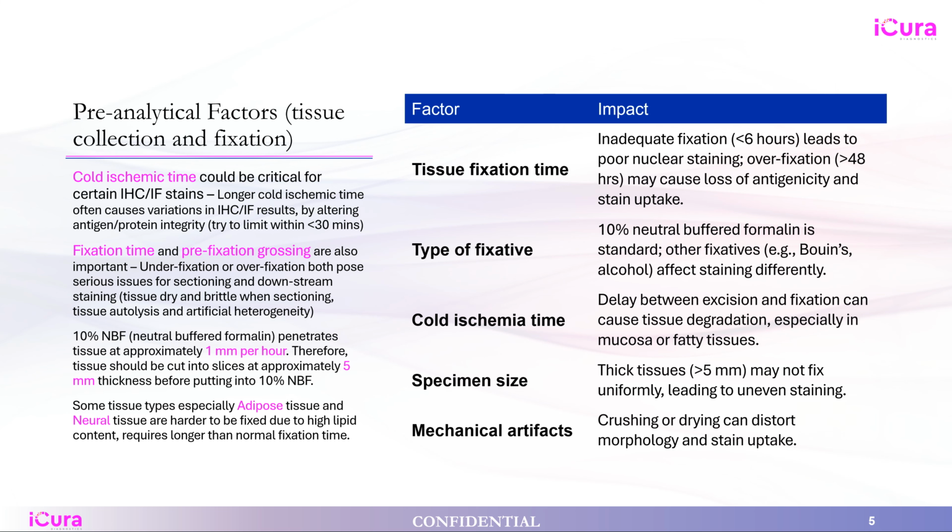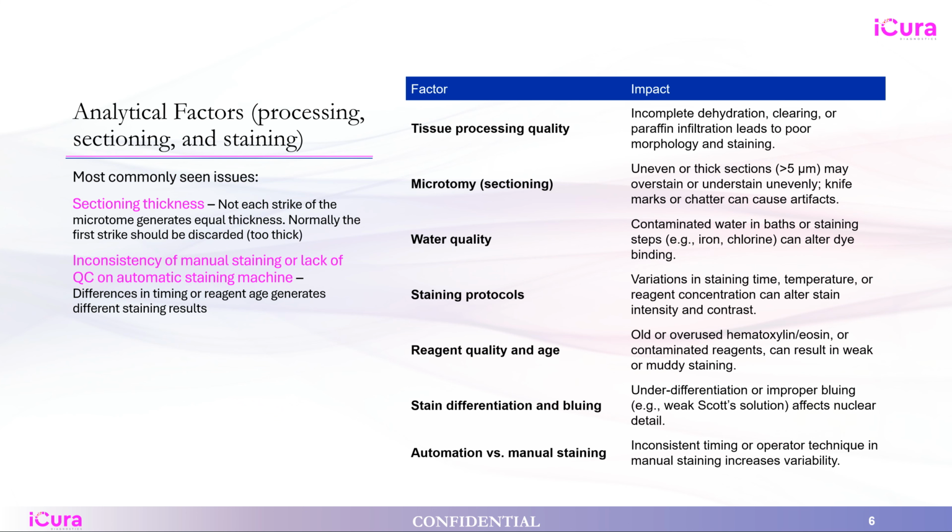However, some tissue types, such as adipose tissue or neural tissue, are known to be very hard to fix. Therefore, in these kinds of tissue types, you might appropriately extend the fixation time a little bit longer compared to other tissue types. In terms of the analytical phase, many factors can also impact the assay quality.